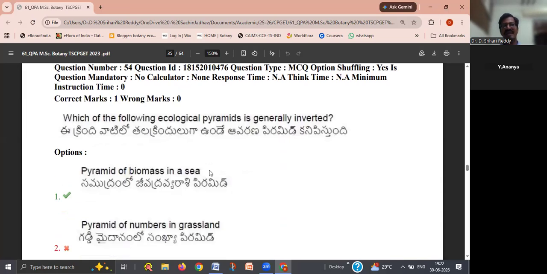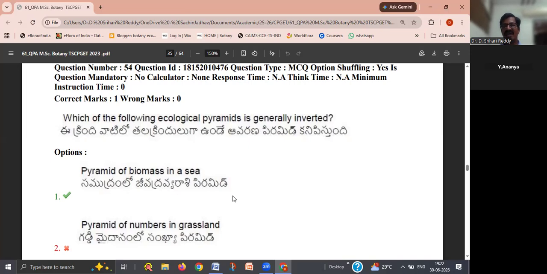Next, which of the following ecological pyramids is generally inverted? So we see the ecological pyramid. There are three types of ecological pyramids: pyramids of biomass, pyramids of numbers, and pyramids of energy. And here you should remember that they ask some tricky questions on this, particularly which one of the following pyramids is always upright. Always upright means it is straight, it is not inverted.